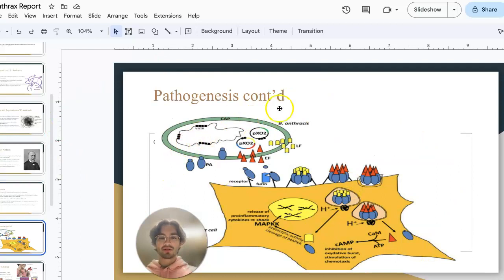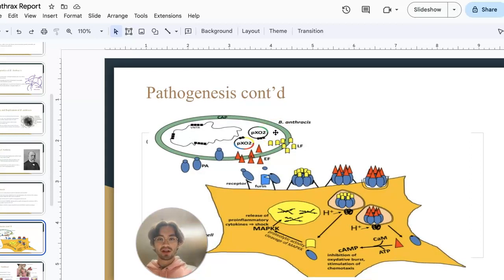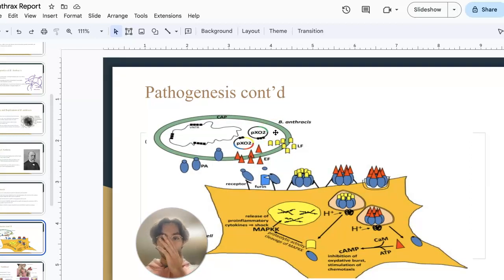Looking at the image here, we can see how B. anthracis produces EF and LF, and they will both migrate to the host cells, where then PA will come in and be cleaved off by a furin, which will allow it to join either EF or LF. And once that EF-PA or LF-PA complex enters the host cell, they'll be able to start their cytotoxic activity.